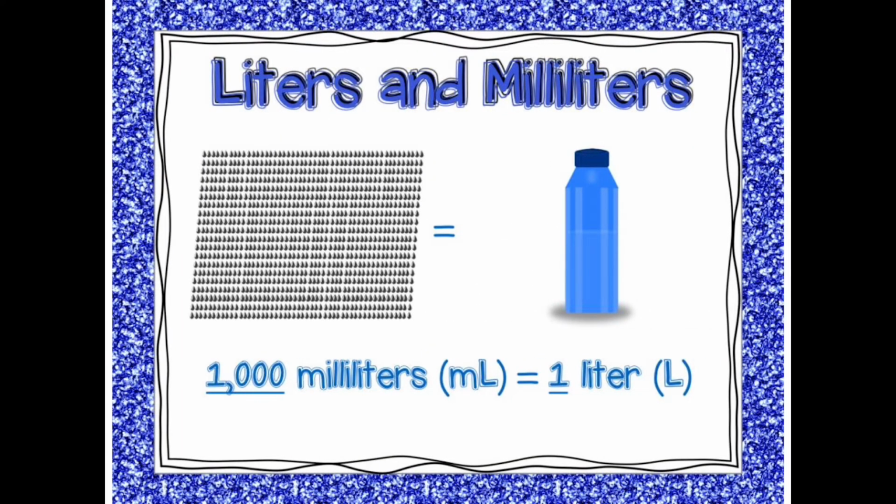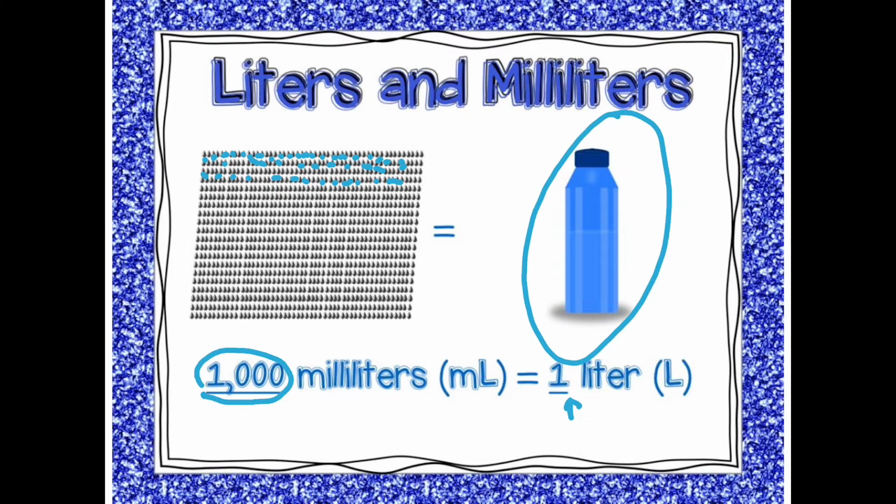Here's another thing that we want to imagine, okay? So putting our imagination caps on. 1,000 milliliters is equal to 1 liter. So 1,000 drops of water is equal. If we were to put all of these drops of water in this large bottle, it would equal 1 liter. Okay, that's a lot of drops of water.